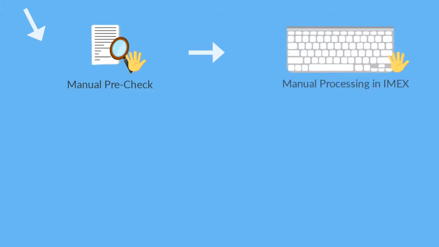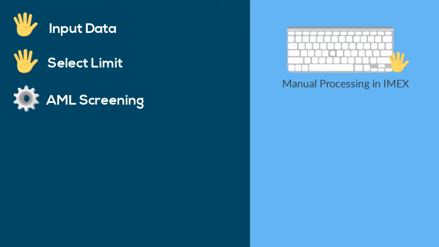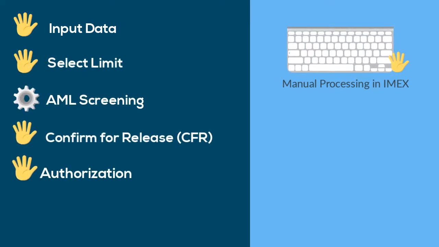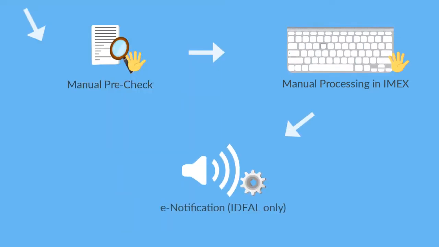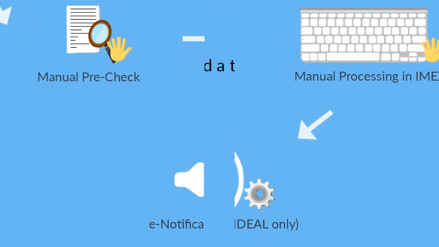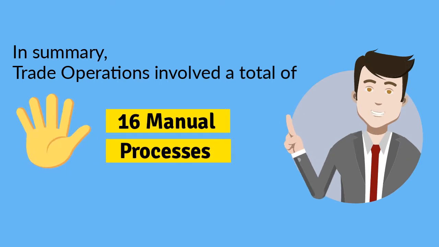Next, we will manually process in IMEX. It consists of input data, select, limit, AML screening, confirm for release and authorization. Lastly, an automatic e-notification will be sent to IDEAL customers only. In summary, trade operations involved a total of 16 manual processes.